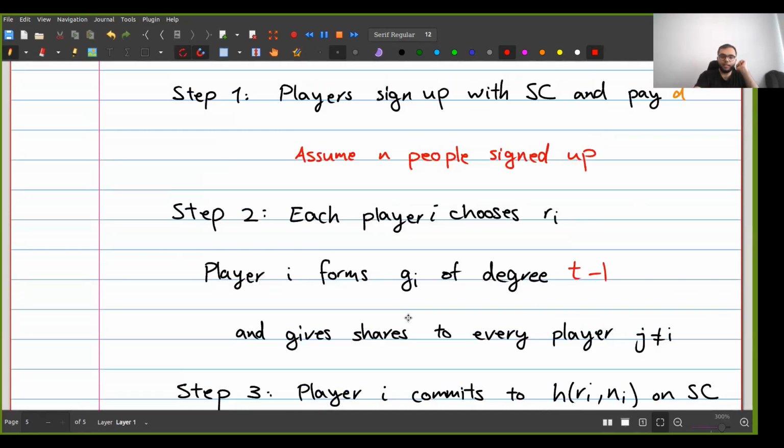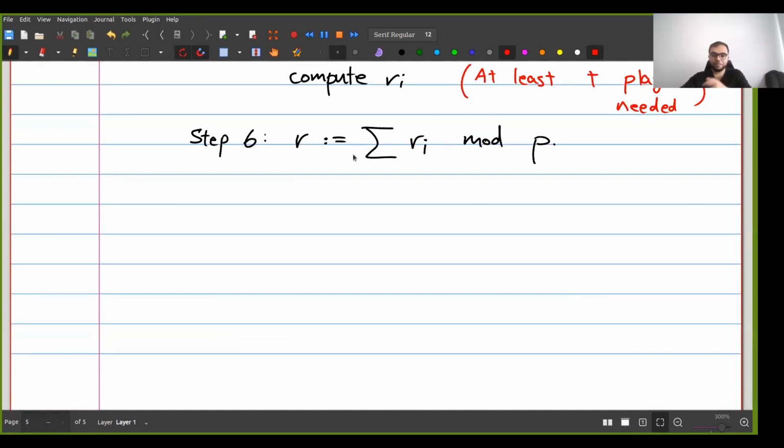But then the other thing is, if you look here, any T of the players can come together, they can collude with each other, and they can compute all the Ri values of the other players. So if you have T dishonest players, these T dishonest players can basically unmask the values submitted by all the other players in the commit phase, in phase 1, before the reveal phase. So I should have 2 constraints at the same time.